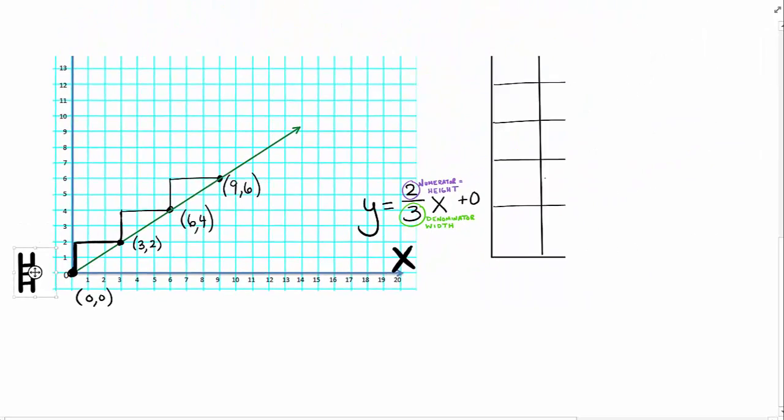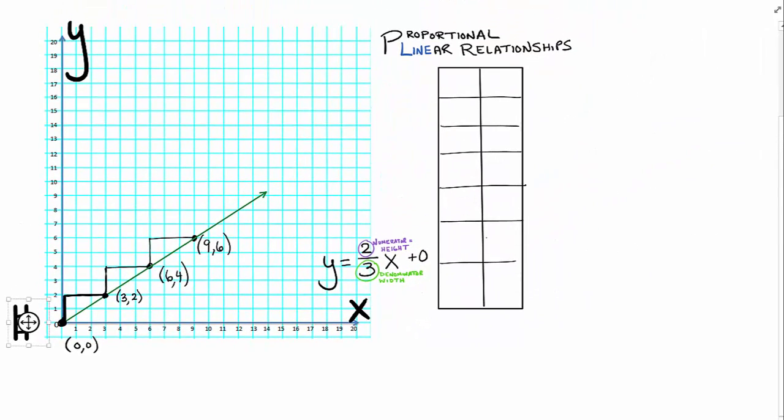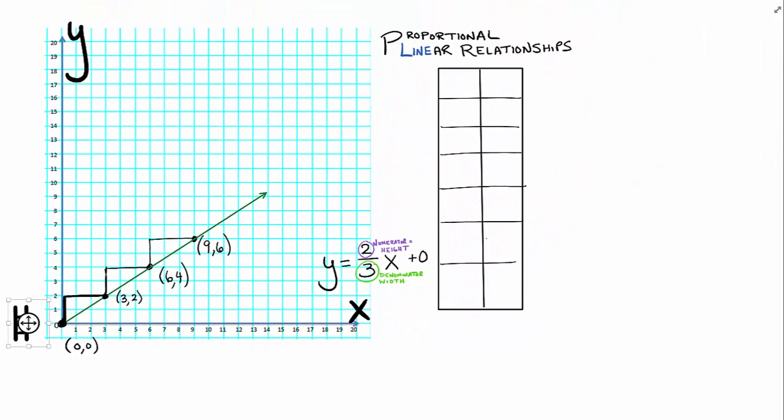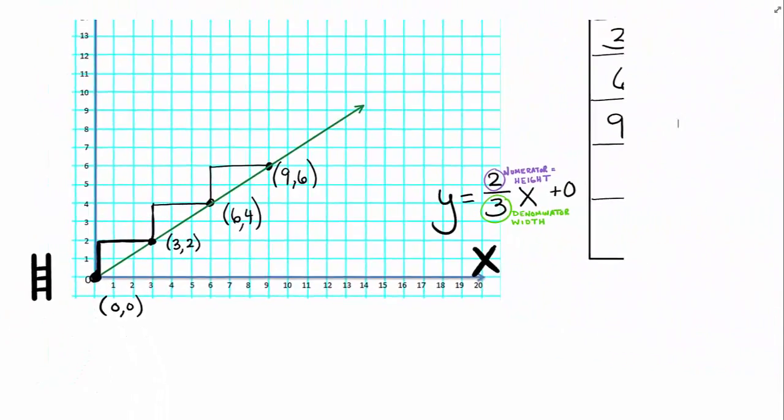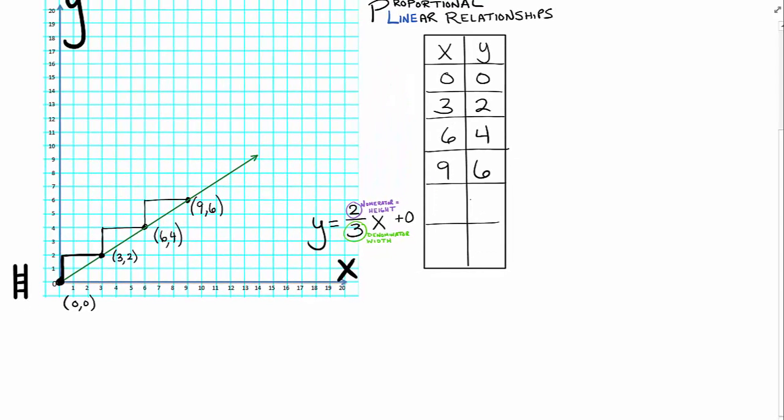We're going to put these into a table, and I'm going to show you how this table relates to our graph. We always start with the x value first, then the y value. And so the first point that I had was 0, 0. Second point, the x value was 3. We move the ladder and then climb it up to 2, followed by 6, 4, and 9, 6. Now we could have other points as long as we keep making stairs. And as you see, these stairs are proportional. Each one is the same height, each one is the same width.